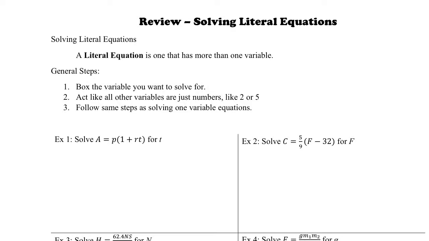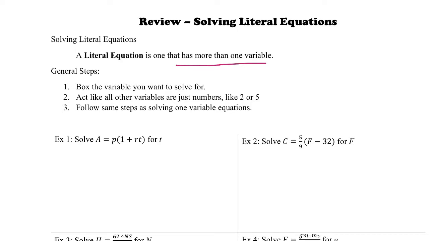Review solving literal equations. A literal equation is one that has more than one variable. Most of the time, these are mathematical formulas, like the formula for perimeter, or area of a rectangle, or volume of a sphere, things like that. This is useful when you want to manipulate the equation to isolate a different variable than the one that is already isolated. So the general steps.